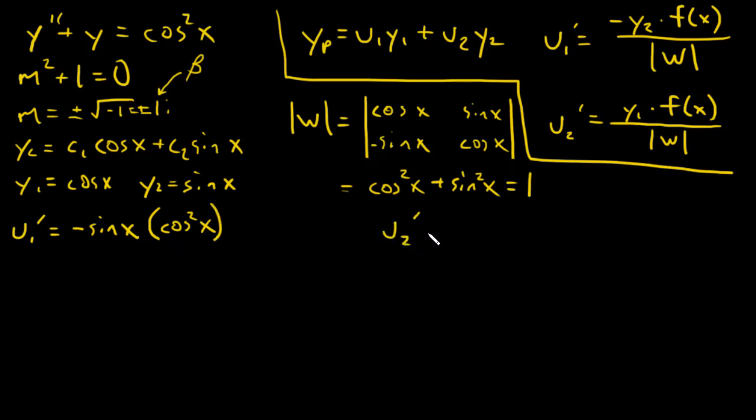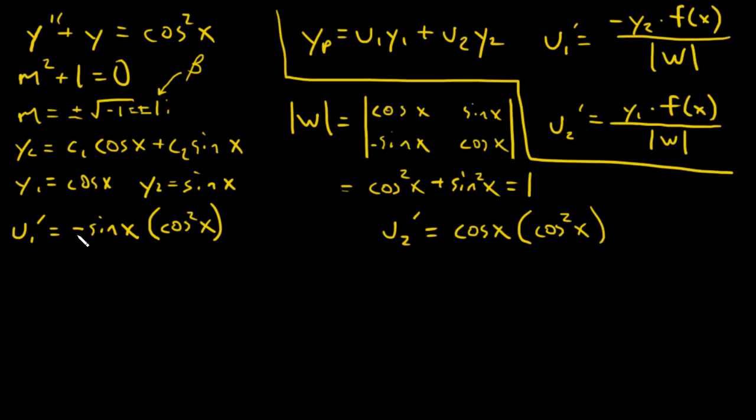u2 prime is going to be over w, which we know is 1, so I don't have to do that. So u2 prime is just going to be y1, which is cosine x, times f of x, which is cosine squared x.